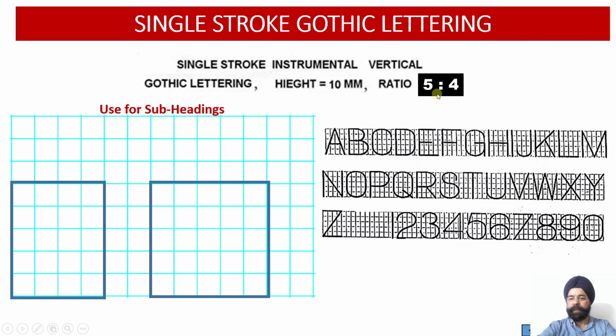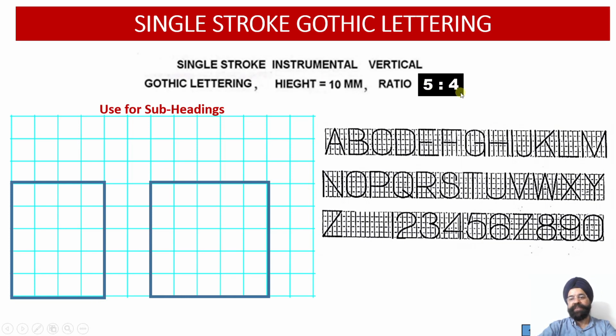Similarly, wherever the space is less, rather than writing the alphabets in 7:4, we can write another type of Gothic lettering, 5:4. That is, the height of the alphabet will be 5, you can see 1, 2, 3, 4, 5, and the width will be 4. Just like in the previous case, whenever we are writing subtitles or where the space is less, especially for dimensioning, whenever we have lesser space available within the graphical component, we'll write things in the ratio 5:4.